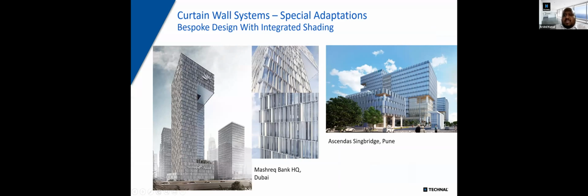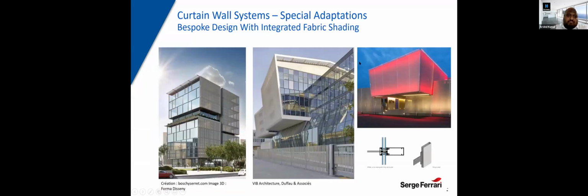It's another project in India, in Pune, where again we had a 500 mm vertical fin, and these fins are again quite heavy, and we are directly transferring these loads onto the slab through our unitized system without having any negative impact on air and water tightness.